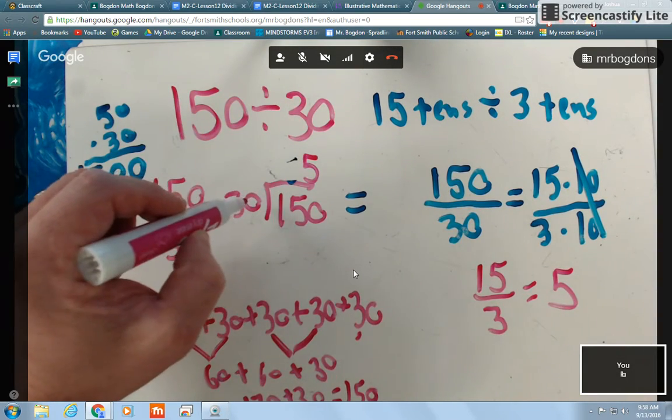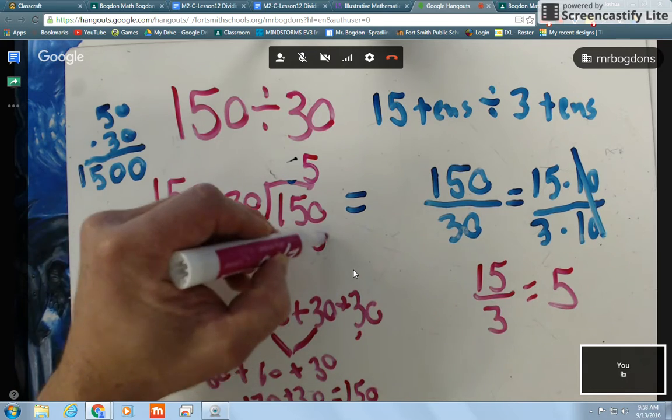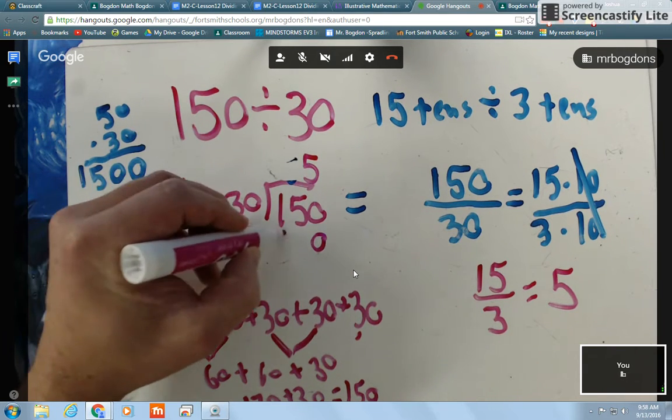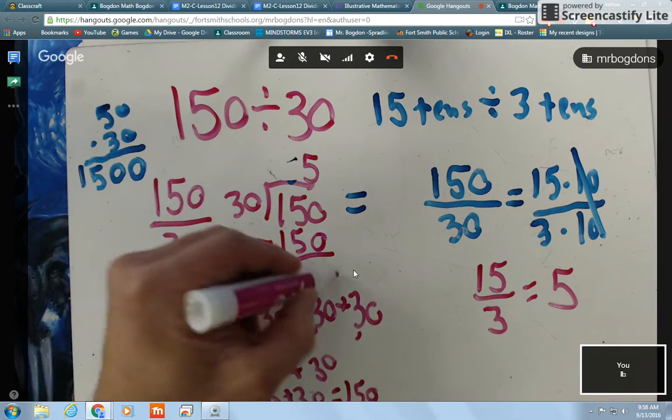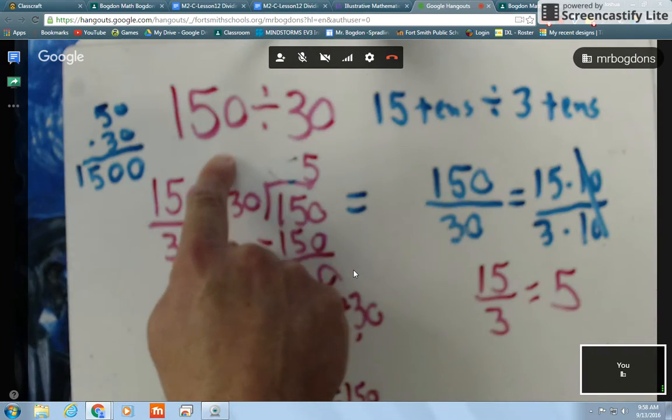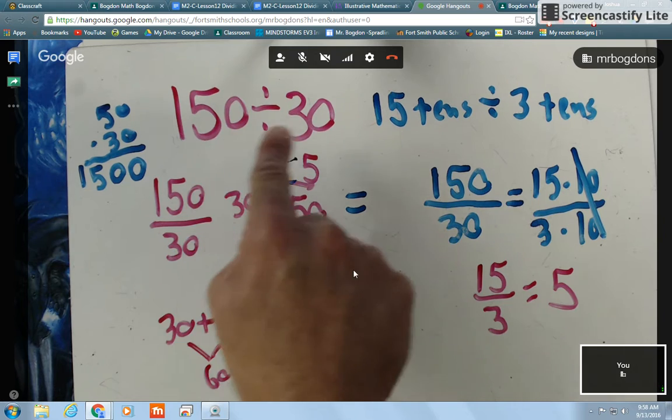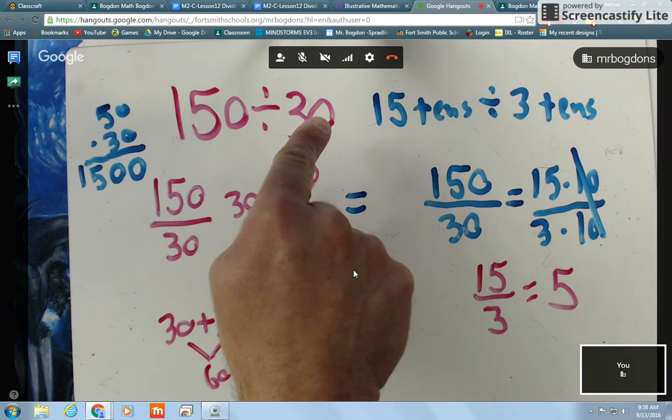What is 5 times 0? 0. What is 5 times 3? 15. What is 150 minus 150? 0. So what is the quotient of 150 divided by 30? 5.